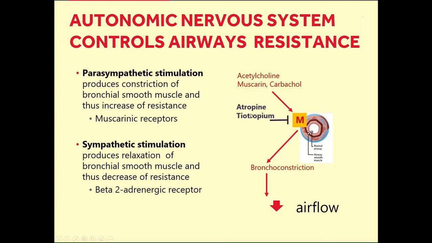We can block this system. You will learn next year when we discuss the therapeutics used in treating pulmonary diseases such as asthma and COPD. You can block this muscarinic receptor using atropine or tiotropium bromide, and by doing so, you can obviously decrease the bronchoconstriction, thereby increasing the airflow.